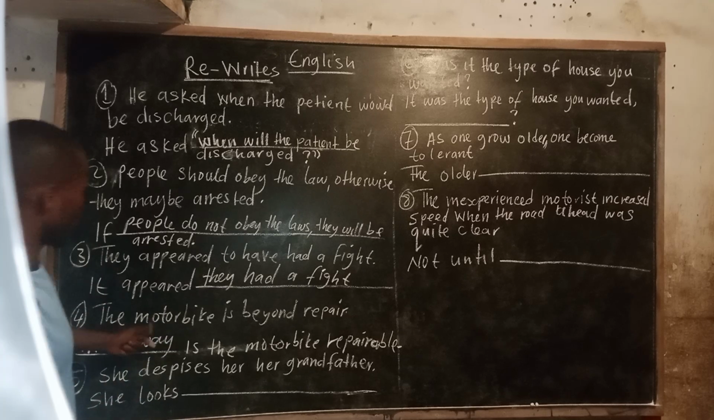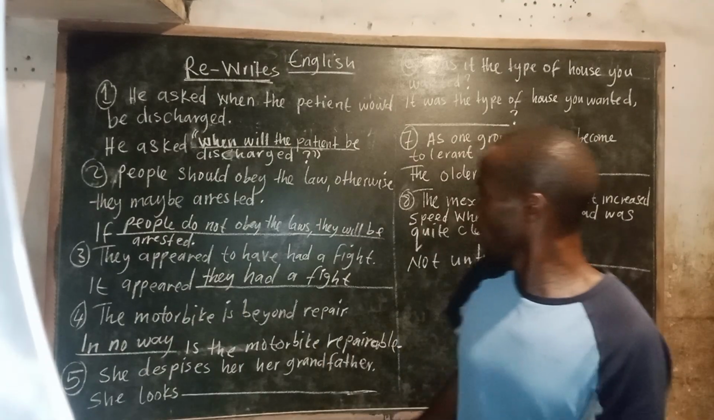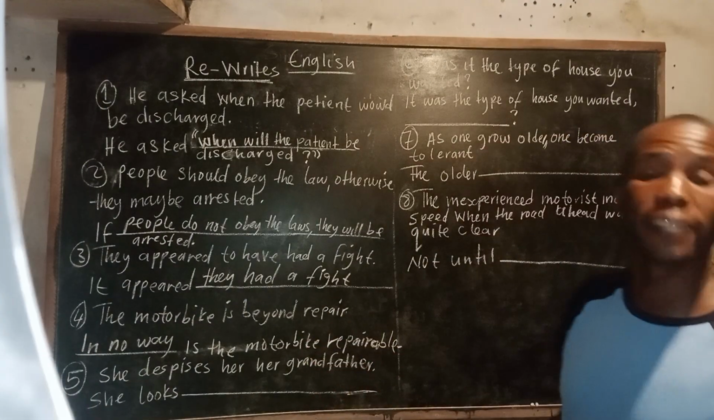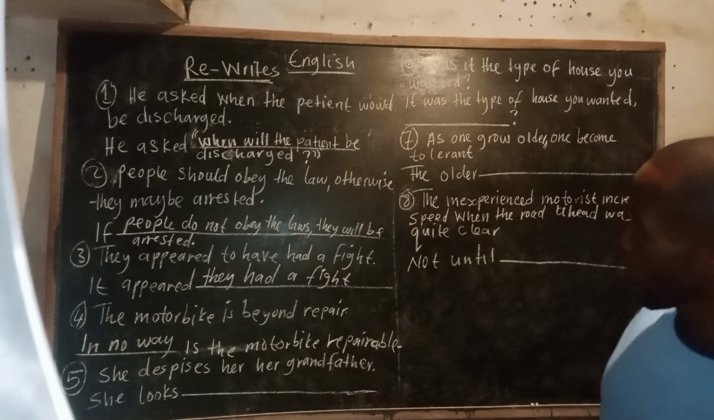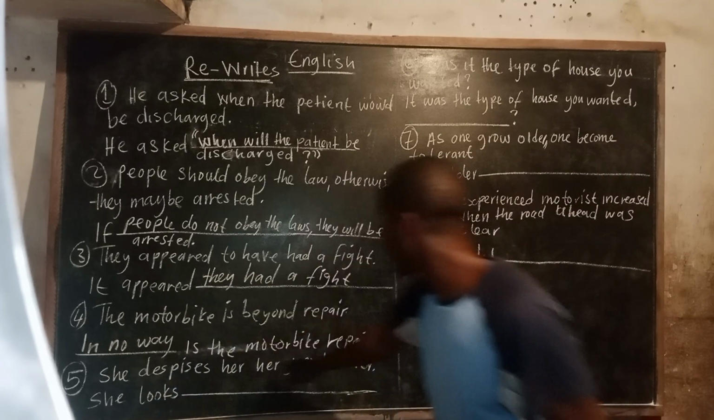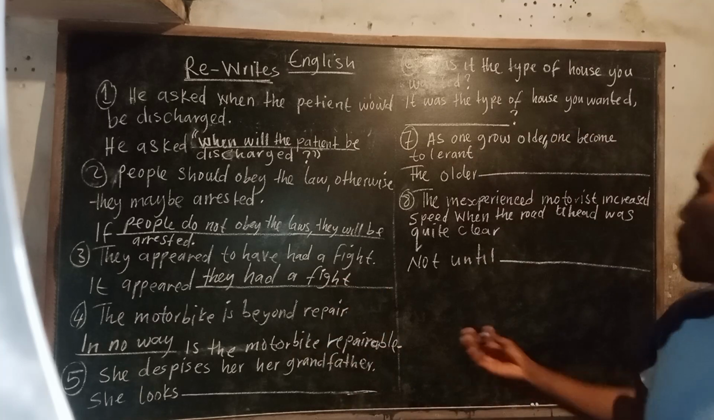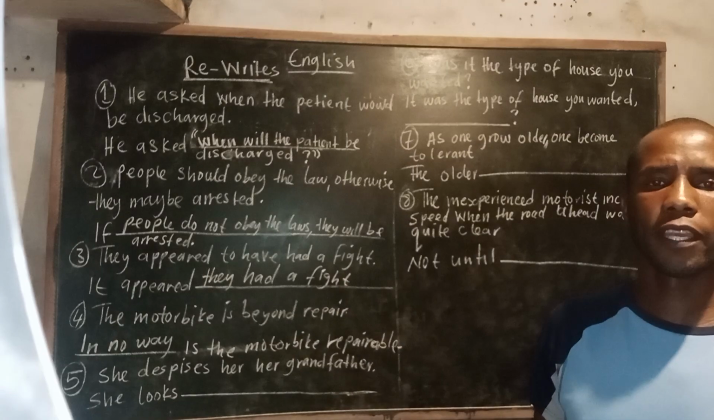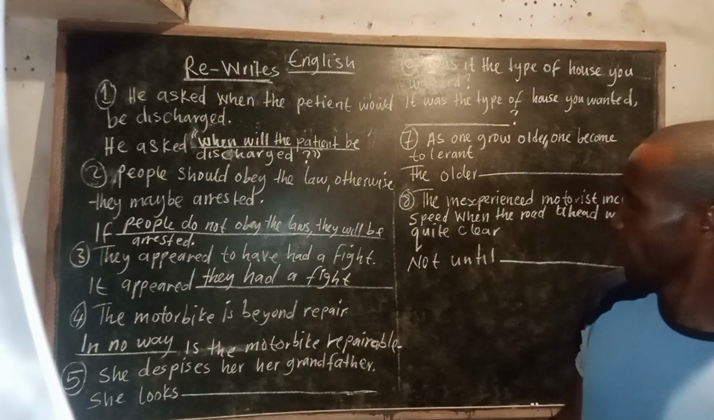Because this is actually more or less like a negative sentence. Okay, the motorbike is beyond repair. That is a negative sentence. So now when rewriting, where they've started from here is the motorbike repair. So you say, in no way is the motorbike repaired. Okay, that means that particular motorbike cannot be repaired.